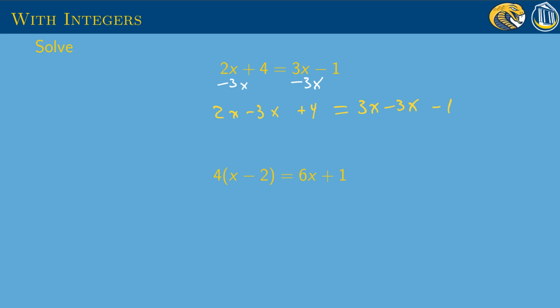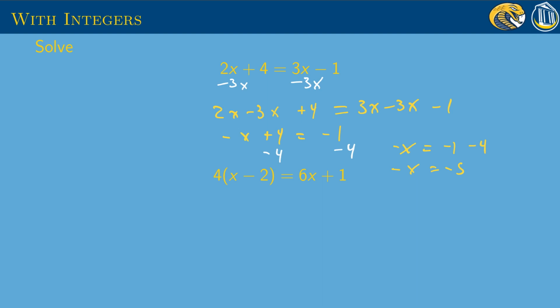Notably, when we collect our like terms here, this simplifies to give us negative x plus 4 equals 0 minus 1. Secondly, we want to get all of our numbers on the other side. We're adding 4 on the left, so let's subtract 4 over here. We'll do the same thing on the right, and this gives us minus x equals minus 1 minus 4. That's the same thing as minus x equals minus 5.